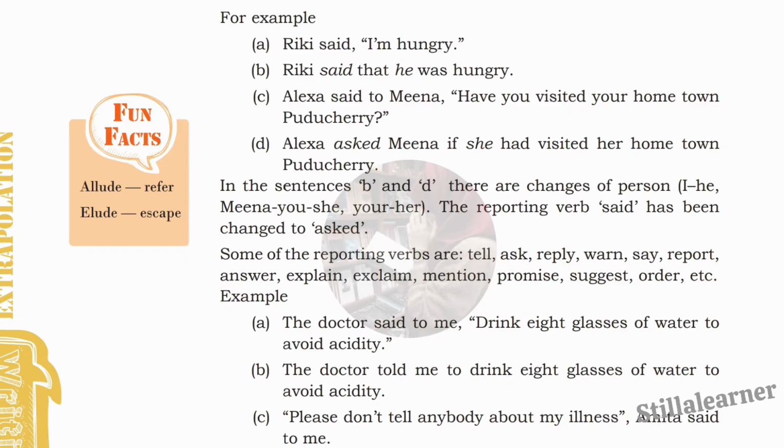If you observe sentence B and sentence D, there are changes in person. So, how is the change there? Ricky said, "I am hungry." Here, I is changed to he, right? And in sentence C, we used the pronoun you for Meena, which has changed to she in sentence D. Are you observing these things? And at the same time the reporting verb, which is said, is changed to asked. So these types of changes occur when we convert direct speech to indirect speech.